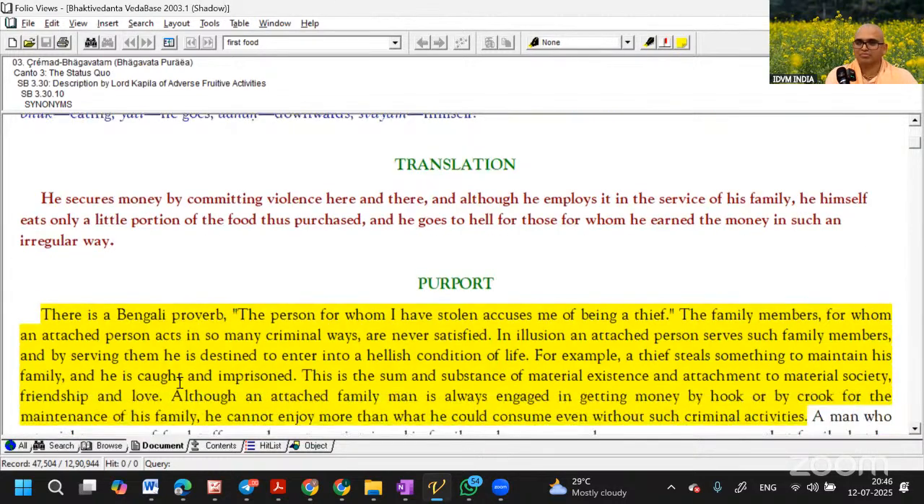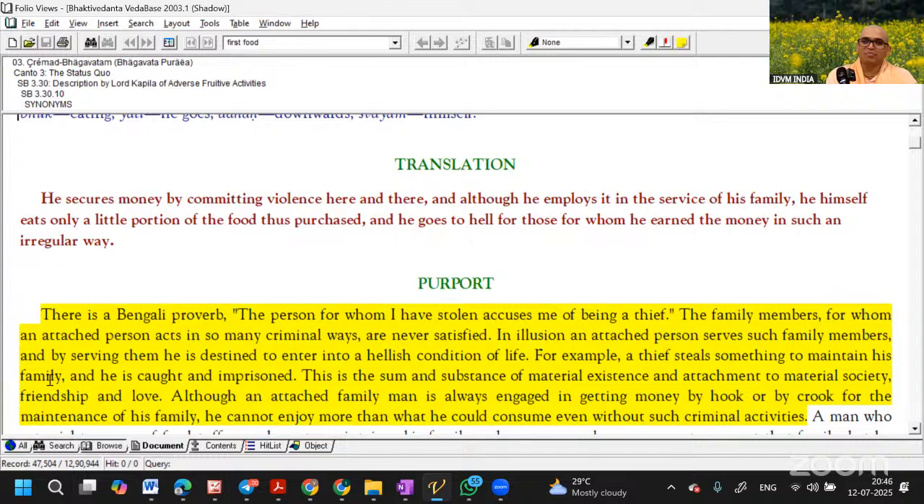But not like you. There is a Bengali proverb, the person for whom I have stolen accuses me of being a thief. So even the family members also call him a thief. अरे चोर है ये तो ऐसा ही बोलेंगे.